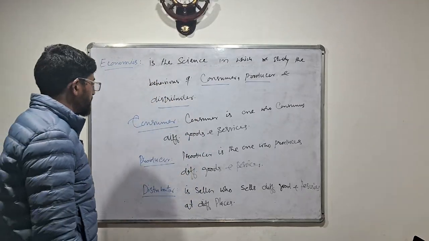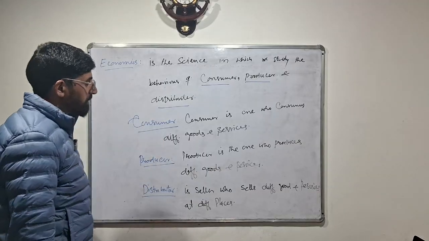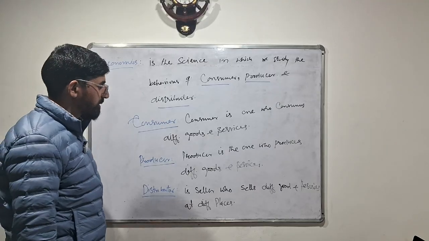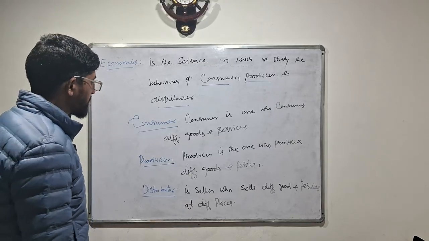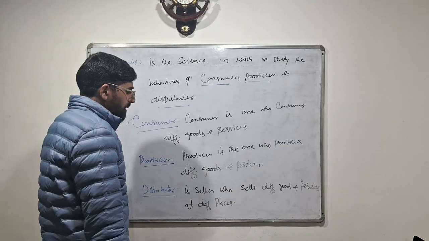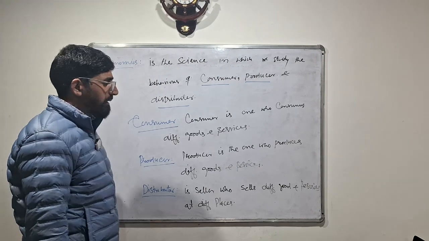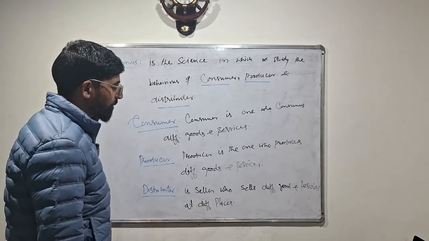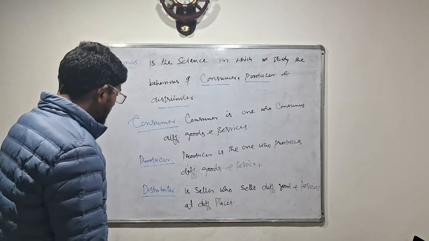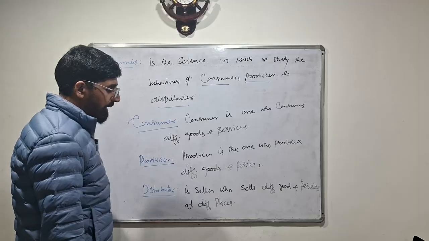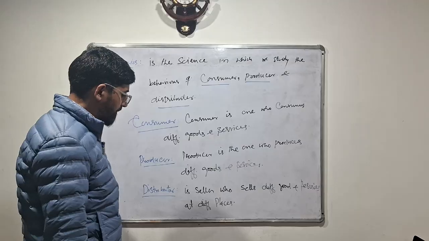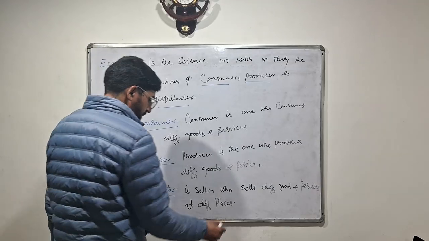As I already defined the term consumer is one who consumes different goods and services. We all are consumers. We consume different goods and services. Second, producer, who produce different goods and services. Producer we can also call manufacturer; they manufacture different goods and services and different products. Third one, distributor, it is the task of distributor, that is seller, who has to sell different goods and services at different places or locations.